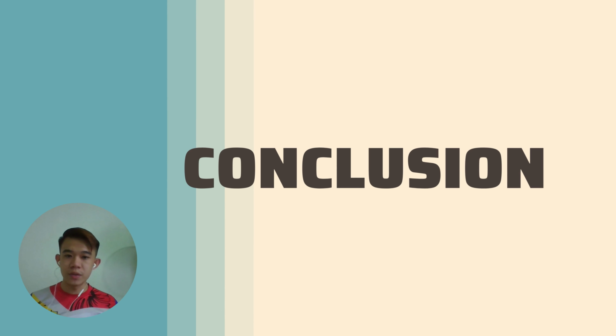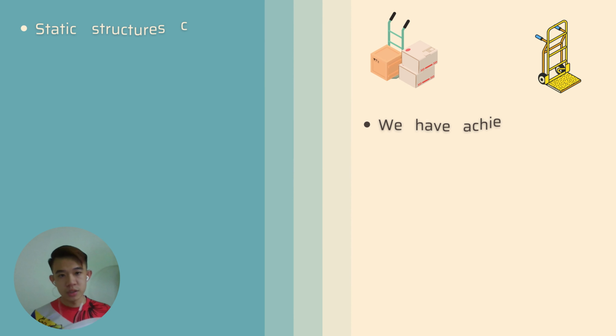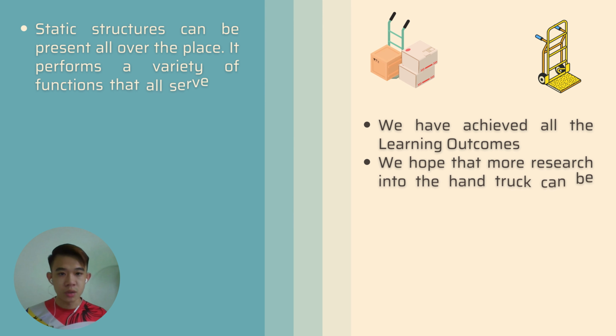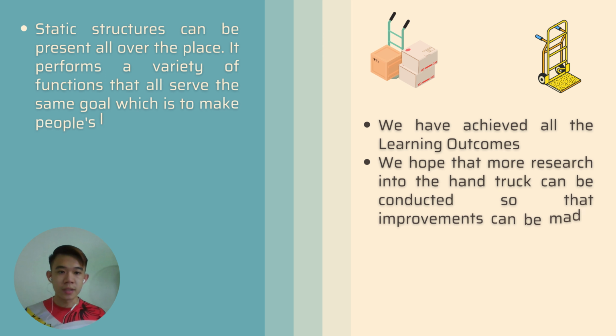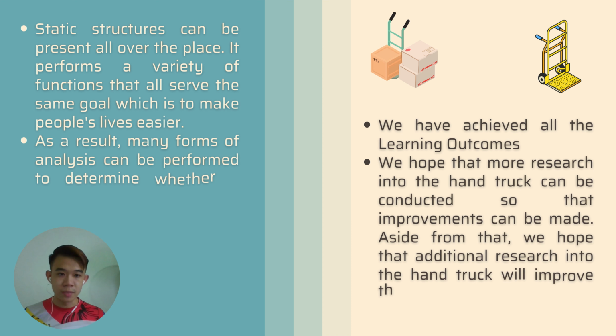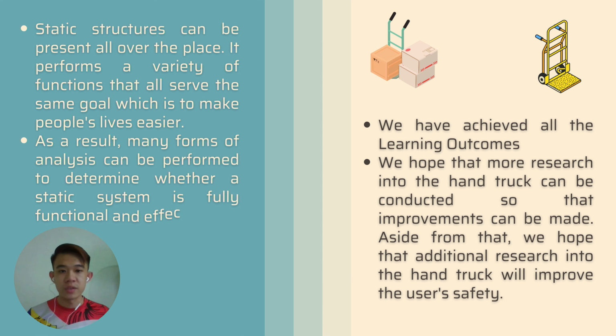So now I am going to give a brief conclusion for our presentation. In conclusion, static constructions can be seen all over the area. They serve a multitude of functions, all with the same goal in mind, which is to make people's life simpler. As a result, a variety of analyses can be carried out to establish whether a static system is fully functional and effective. The free body diagram method and its equilibrium are widely used to illustrate all of the forces and moments on a system. It is done in such a way that complex constructions are disassembled into their constituent parts using lines and simple shapes.